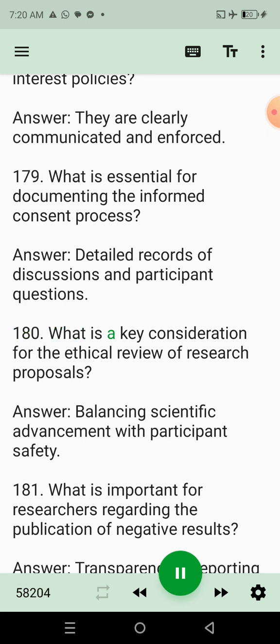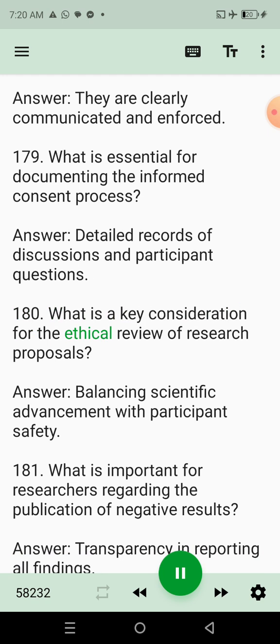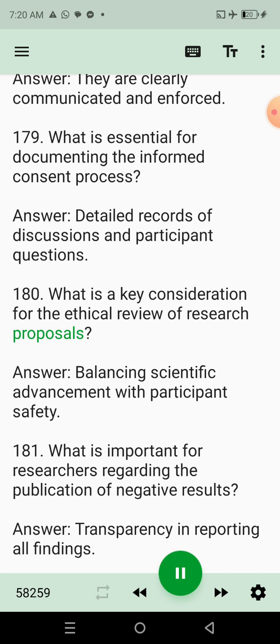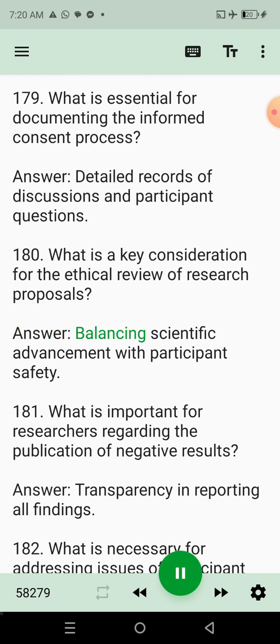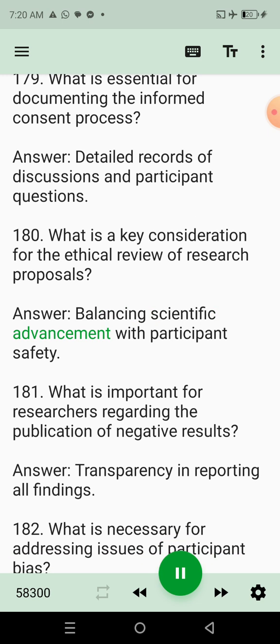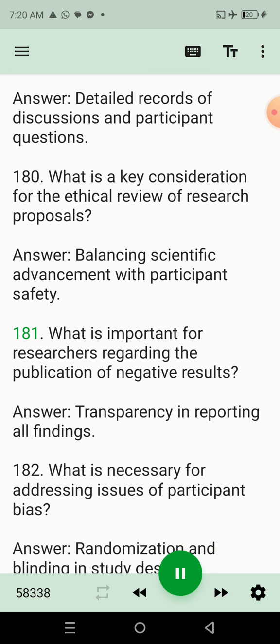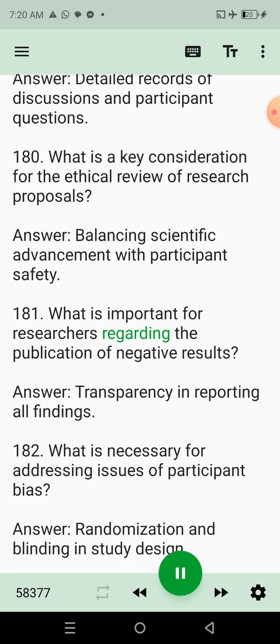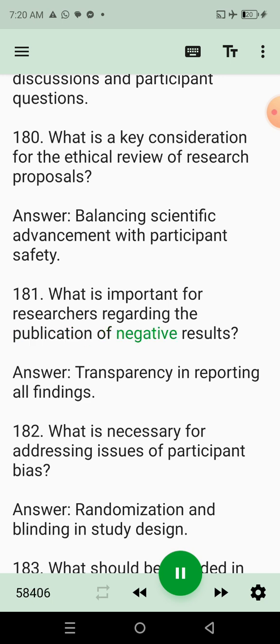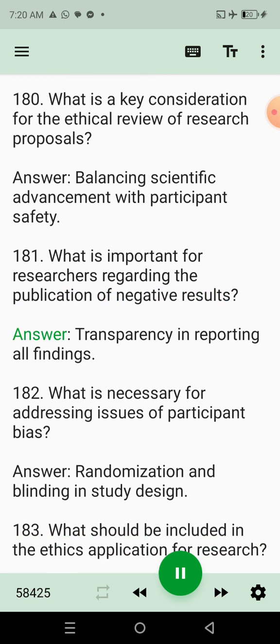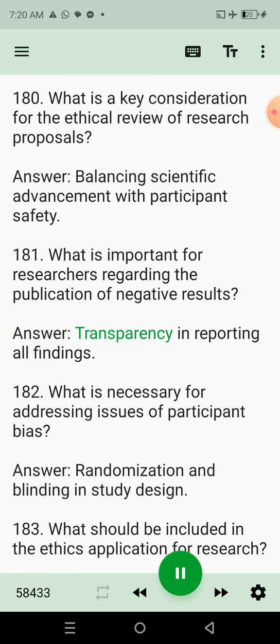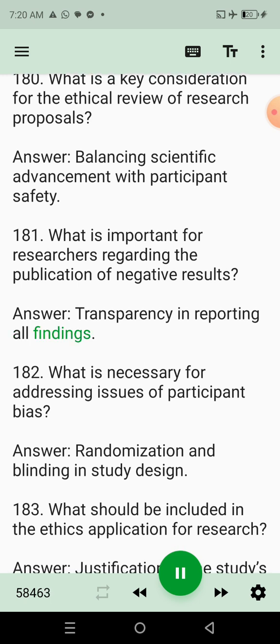180. What is a key consideration for the ethical review of research proposals? Answer: balancing scientific advancement with participant safety. 181. What is important for researchers regarding the publication of negative results? Answer: transparency in reporting all findings.